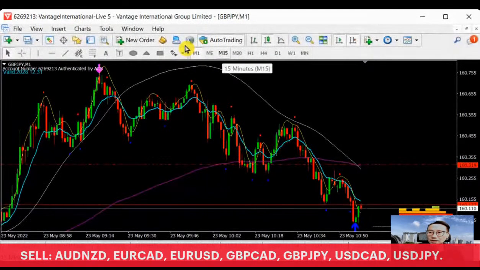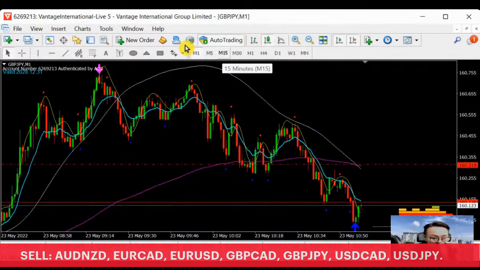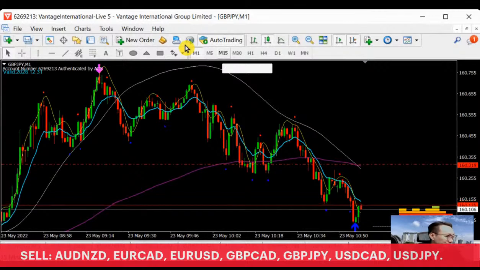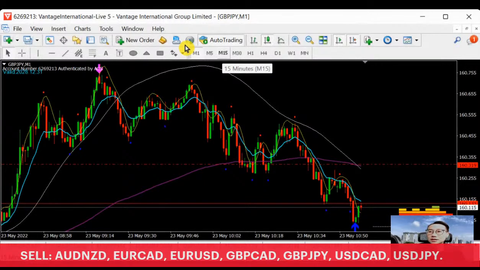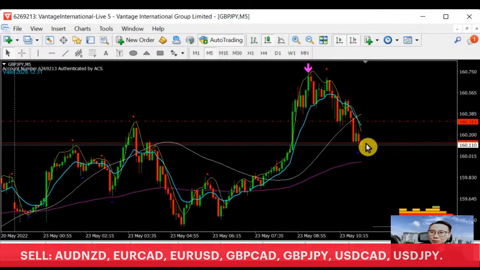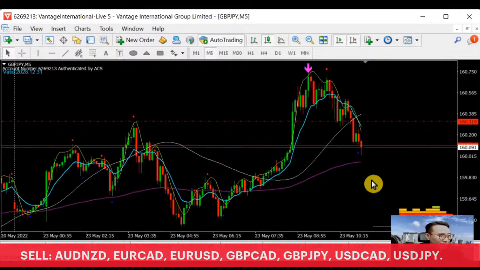Okay, so I guess this is quite good. Now I hope, actually, I'm hoping that this Pao Yen retraces upwards first, to hit on the resistance, before I start selling.